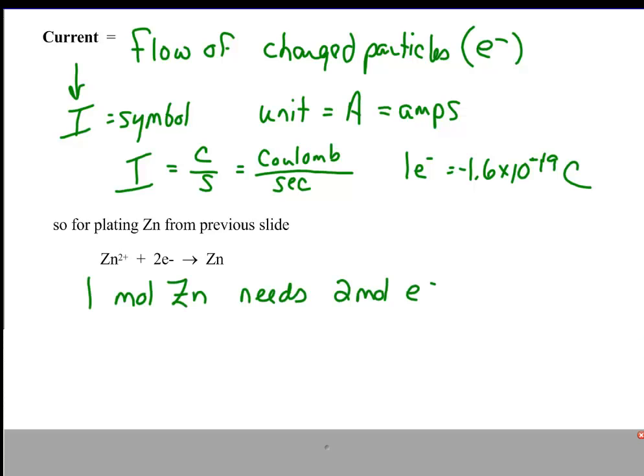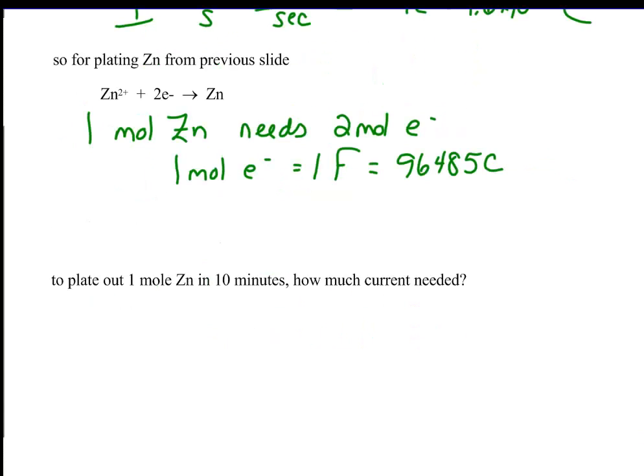So remember, 1 mole of electrons equals 1 Faraday. So the charge on 1 mole of electrons is 96,485 coulombs. So if I want to plate out 1 mole of zinc in 10 minutes, how much current do I need? Let's figure out how to deal with this.